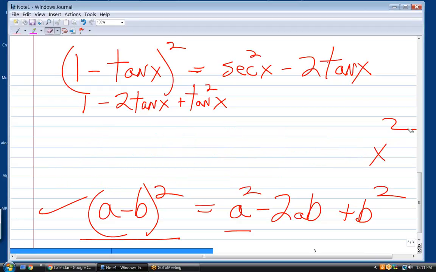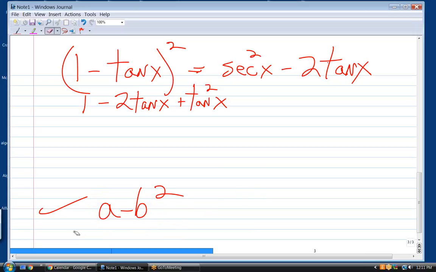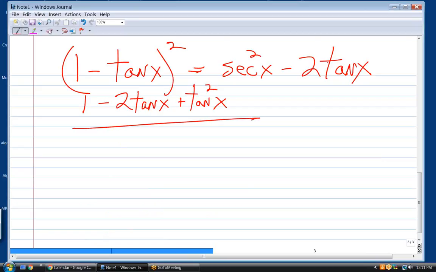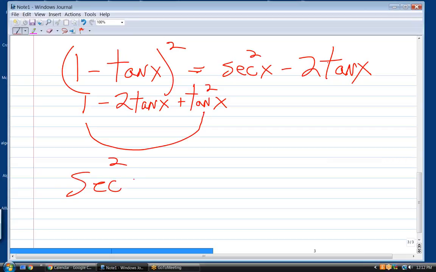Okay. Now, what do you see in that expression that you can replace with a simpler term? 1 minus tangent squared? Secant. Well, what is 1? In other words, combine those two terms and what do you get? Secant squared. Yes. So now we have secant squared x minus 2 tan x. Bingo. We've verified it.